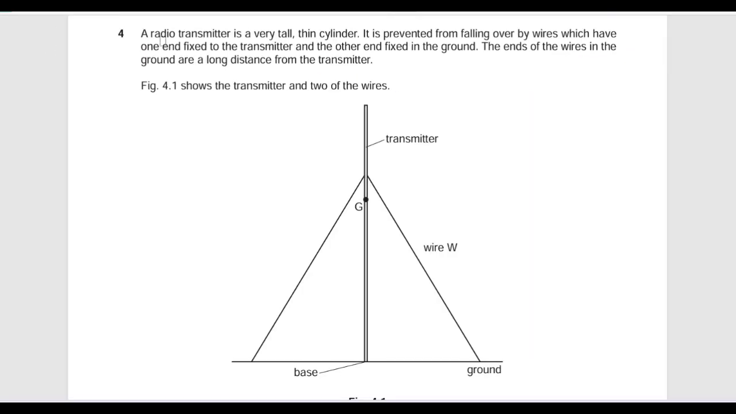Question number 4 says a radio transmitter is a very tall, thin cylinder. It is prevented from falling over by wires which have one end fixed to the transmitter and the other end fixed to the ground. The ends of the wires in the ground are a long distance from the transmitter. Figure 4.1 shows the transmitter. So here is a transmitter. There are wires which are holding this transmitter.